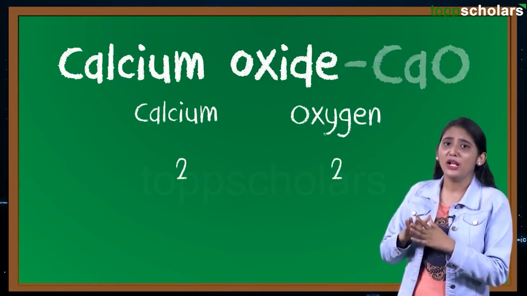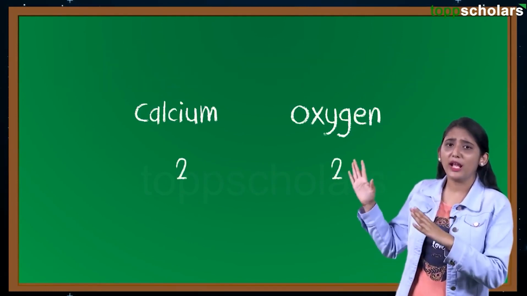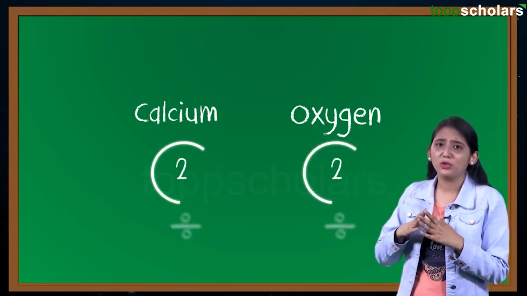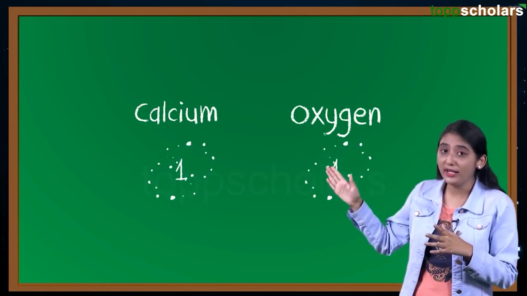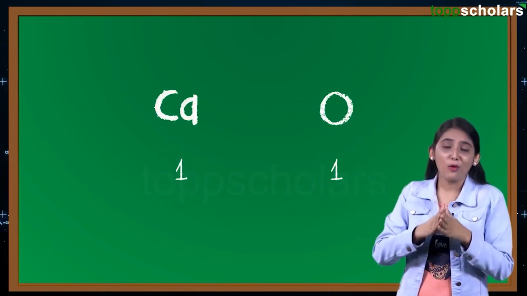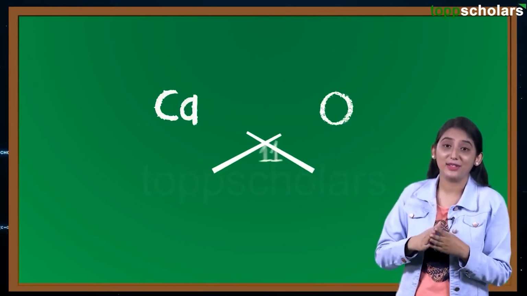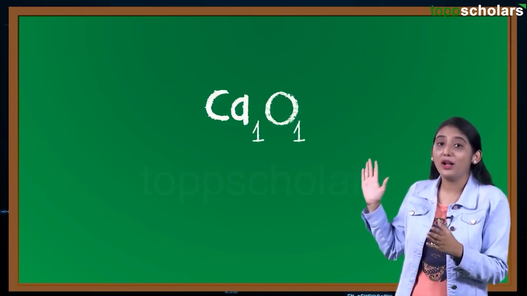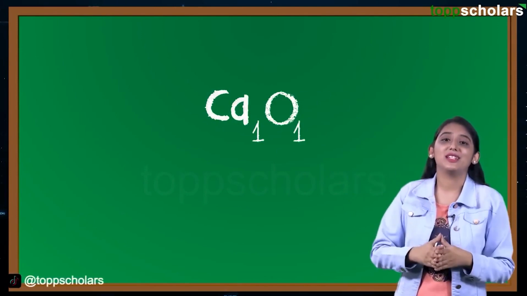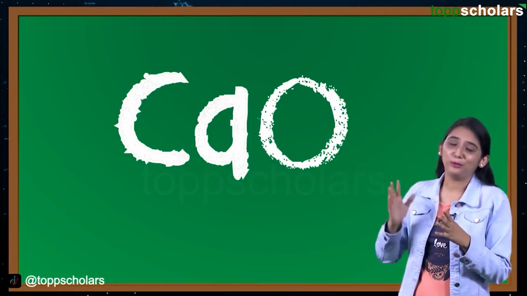But the chemical formula of calcium oxide is CaO, although calcium and oxygen both have valency 2. Why is this so? Now as you can see over here, we have 2 as the common multiple. So let's divide the valency by 2. So we get 1 and 1. Now on cross multiplying the valency, we get the formula as Ca1O1, which is written as CaO.